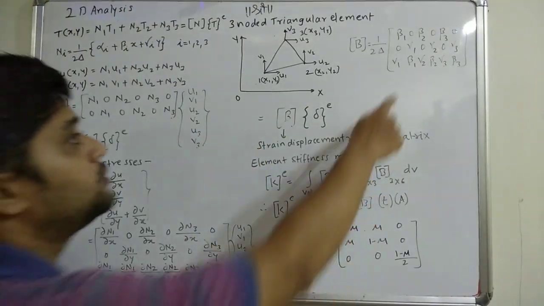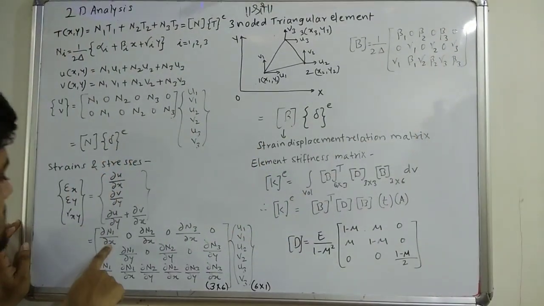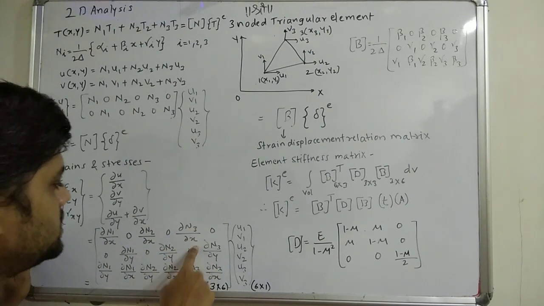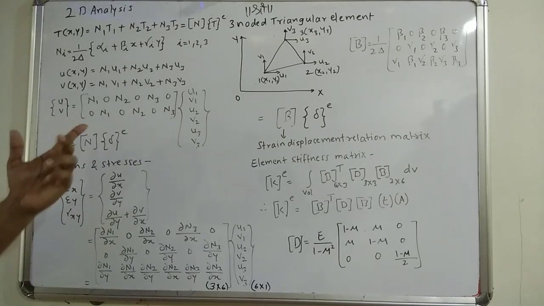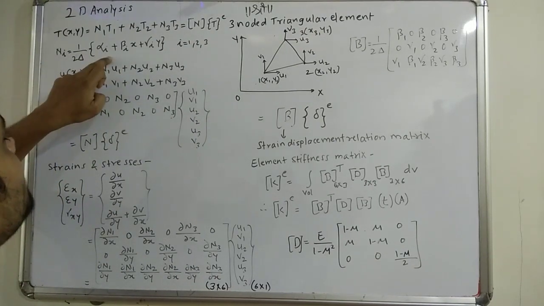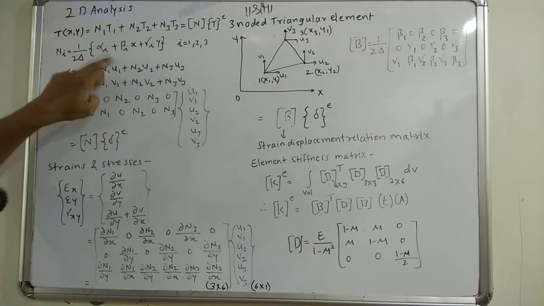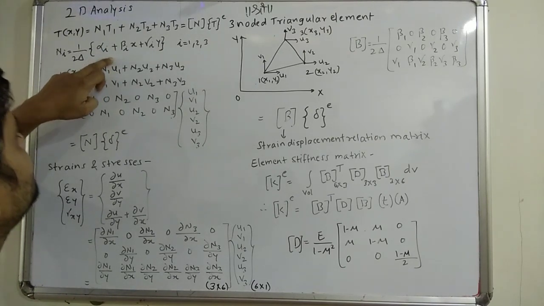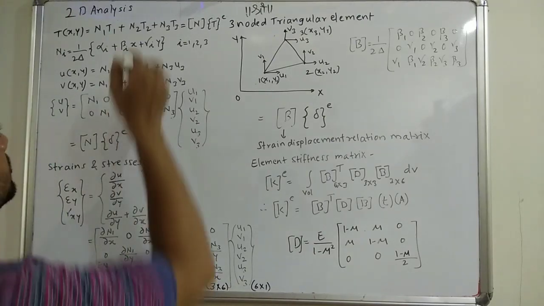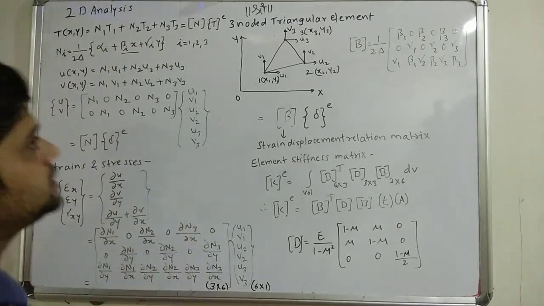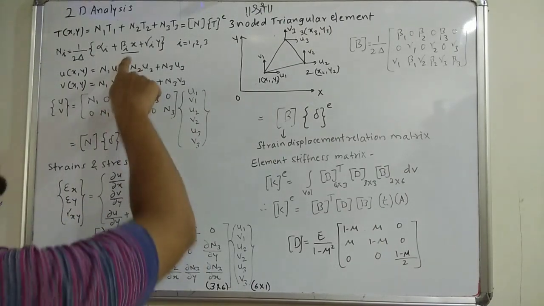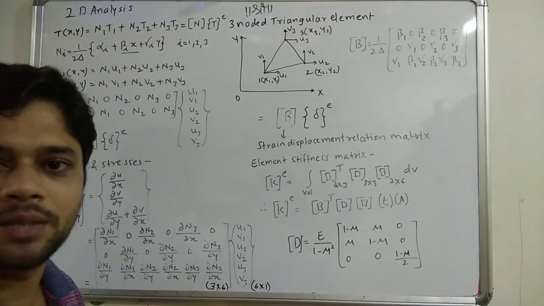Now how have I found this out? If you remember from before, dou n1 by dou x, dou n2 by dou x, dou n3 by dou x. Now n1 is of this kind. Let us take this example: when I partially differentiate this with respect to x, since it's a partial differential, I will only involve terms which have x in it. So there is only one term, beta I multiplied by x.